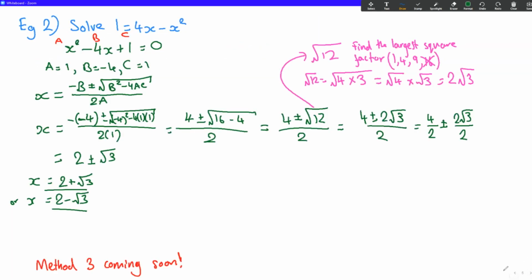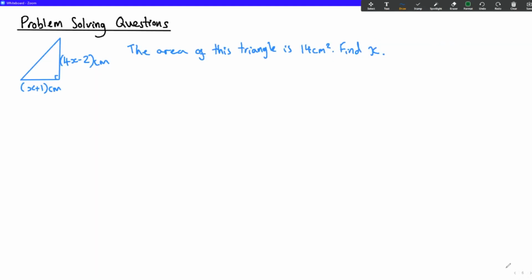There is a third method that's also used called completing the square, but we will do that in the third video in this series. Okay, but I just want to touch on some problem solving questions that could be asked. So these use quadratics to make up more problem solving style questions. So this links in another topic.